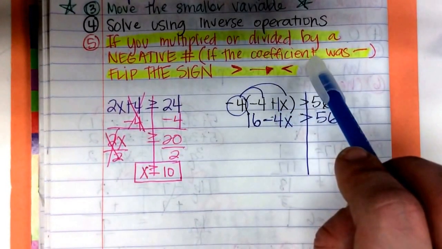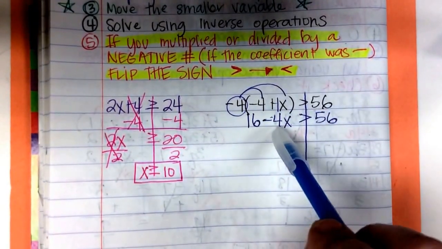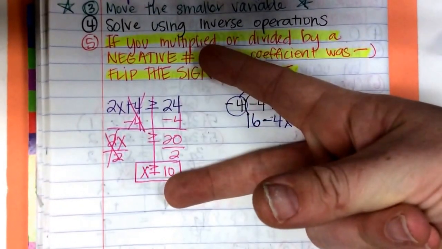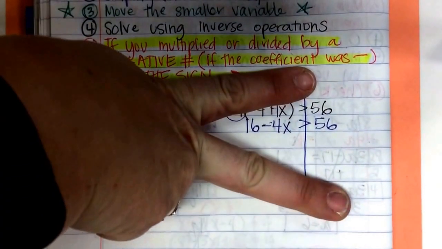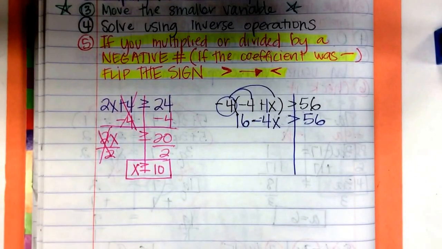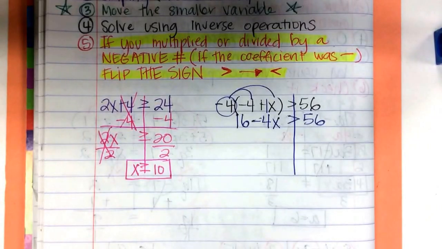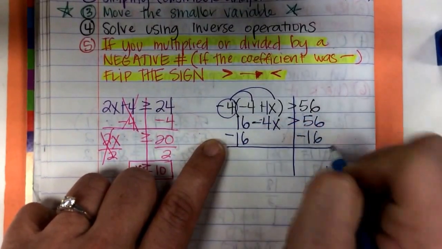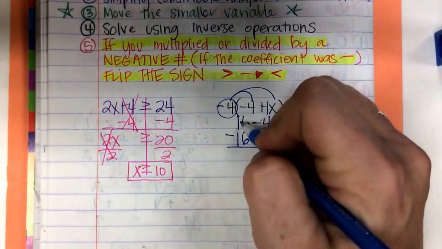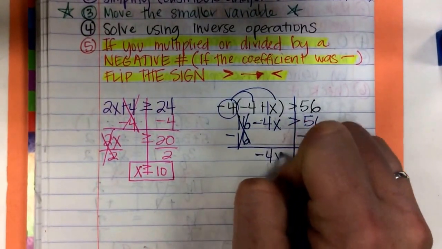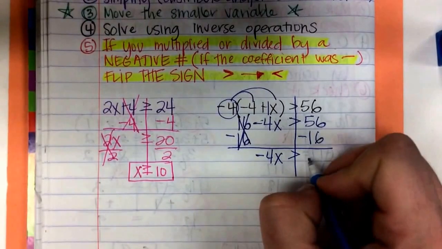Yes. The coefficient is negative. It's negative 4. So when I'm done with the problem, instead of it facing to the left, I'm going to flip it over to face to the right. So it becomes less than. What do I move first? Subtract 16. My left 16s cancel out, and I'm left over with negative 4x is greater than 40.